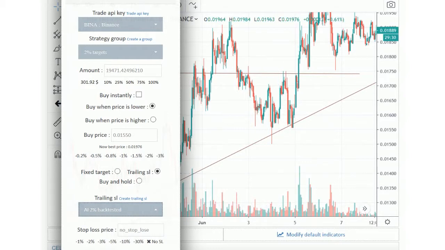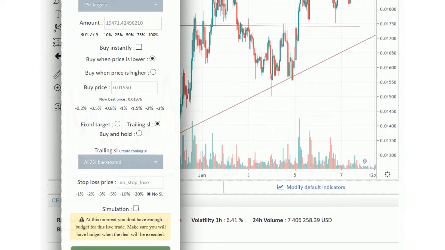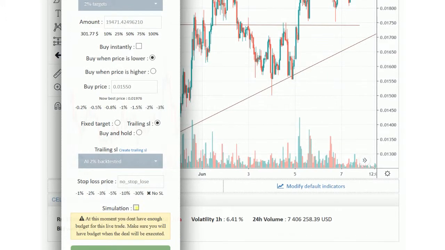But in this case, let's say we have created a trade and we want to simulate our trade. We click the simulation mode. If we want to do live trading, we just uncheck the simulation to do live trading. The system is telling us that at this moment we don't have enough free capital for this trade.